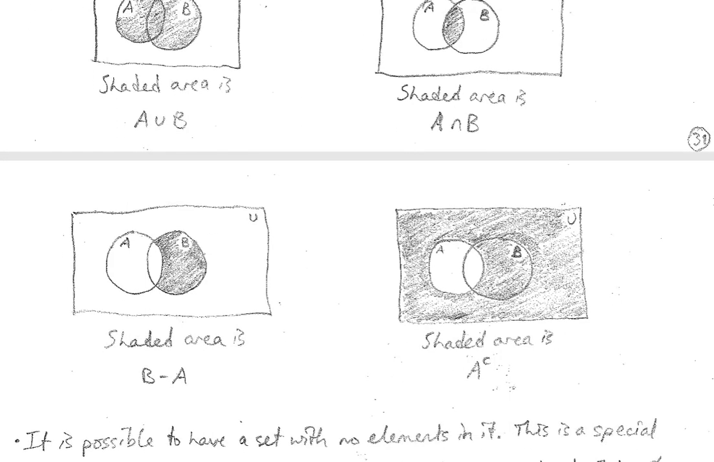Third one here, the difference set, B minus A, all the elements that are in set B that are also not in set A. So we're omitting that overlap there. We're omitting the intersection of those two sets. And then fourth here, A complement, just all the elements that are in U that are not in set A.